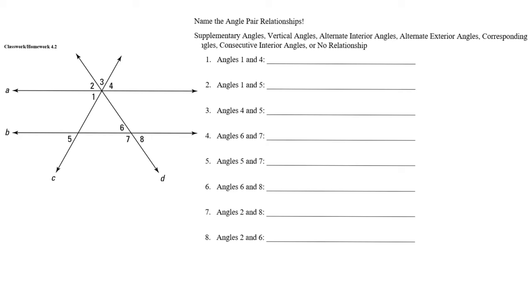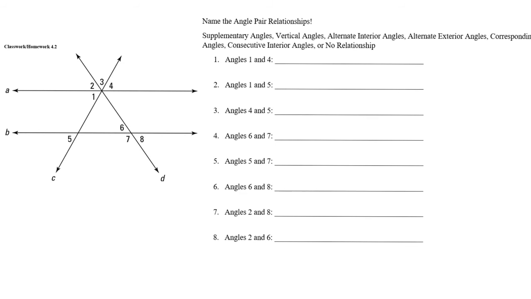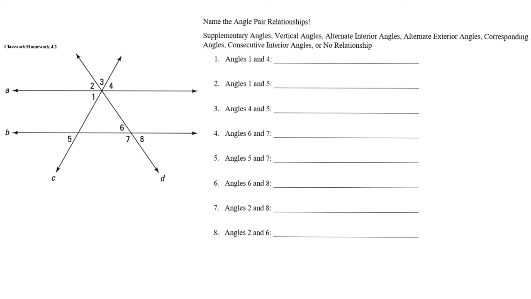All right, on this, it's going to be a little bit more practice. You'll notice that you have numbered angles. So it wants you to identify them as supplementary, vertical, alternate interiors. Remember, vertical we actually talked about the other day. Sorry, I just realized that some of this is cut off just a tiny bit. Okay. So, vertical angles, alternate interior angles, alternate exterior angles, corresponding angles, consecutive interior, or no relationship.